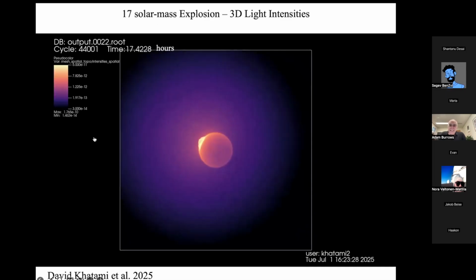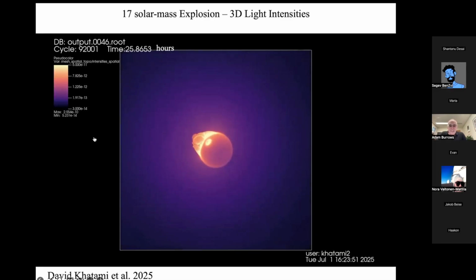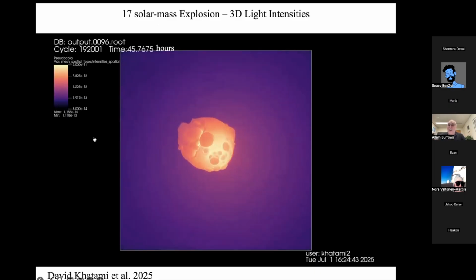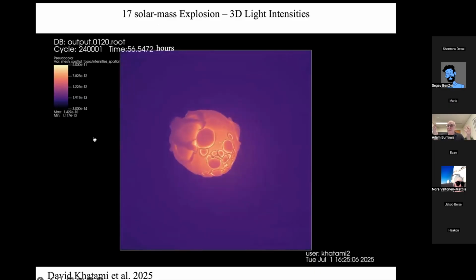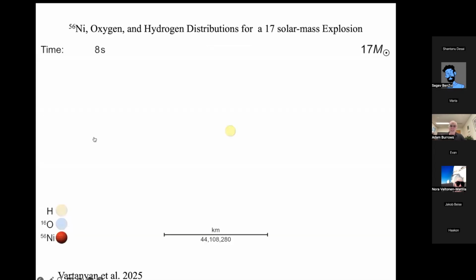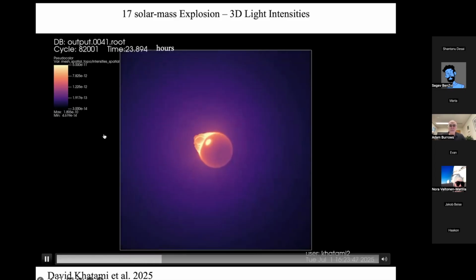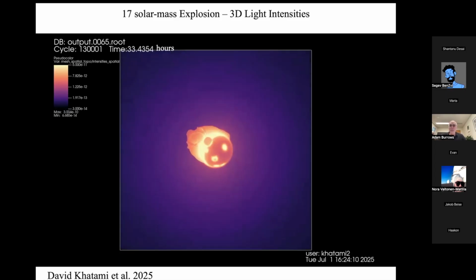So this is a rather interesting picture. This is done by David Katami, taking our models of the blast hitting the surface of the star, and this is what the light curve looks like if you're at a fair distance and looking at the supernova exploding. What happens is the bubbles that are associated with these instabilities, the fastest one hits first, and that's what you see first, and then you see others hitting the surface progressively. Let me do that again. And you can see there's a very asymmetrical explosion, and then you see those breakout bubbles.